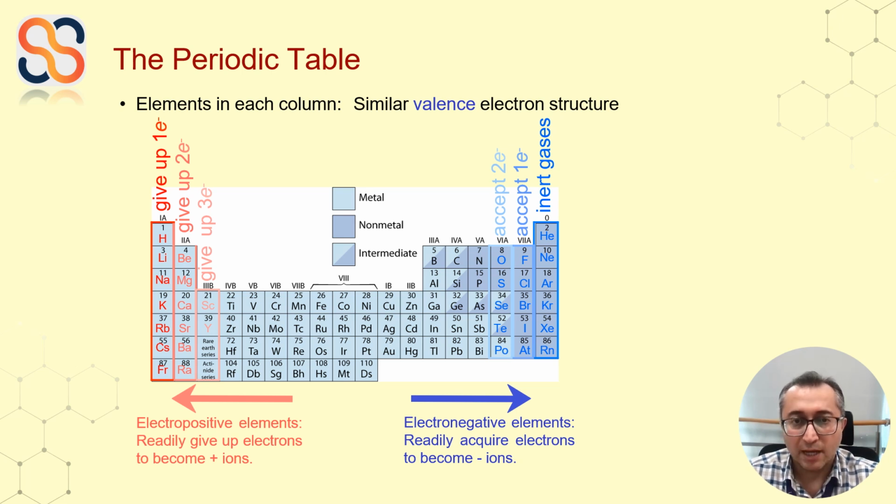So, to summarize, the periodic table is not just a list of elements, it's a tool that helps us understand how elements behave based on their valence electrons, whether they are giving up electrons to form cations or accepting electrons to form anions. This behavior is what drives the chemistry of the elements.